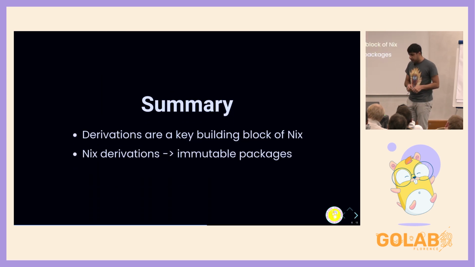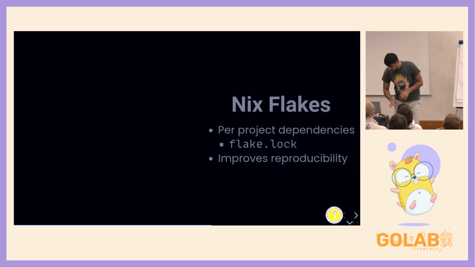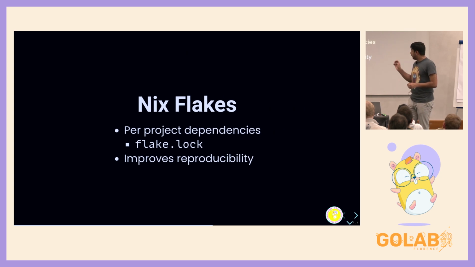To summarize, derivations are the key building block of Nix. Nix derivations allow us to have immutable packages. Very quickly, let's take a look at Nix flakes. Why Nix flakes are important and how they fit in is that they take state from our machine and codify it. Before, we would have these things called Nix channels, where you'd be pointing to a specific version of Nix packages, but that would be really hard to synchronize between machines and between developers. Now we're taking that and codifying it and putting it into a flake.lock file.